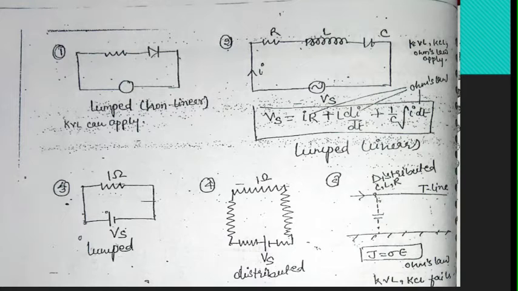Okay, so see here this figure. This is one type of diode and resistance connected to voltage sources. So this is our lumped network, or non-linear network. So here KVL, Kirchhoff's voltage law, can be applied.